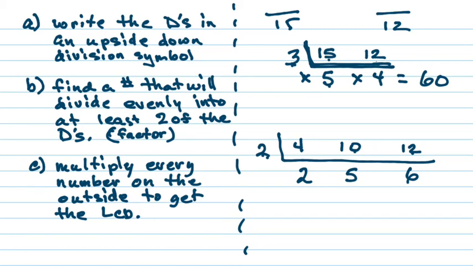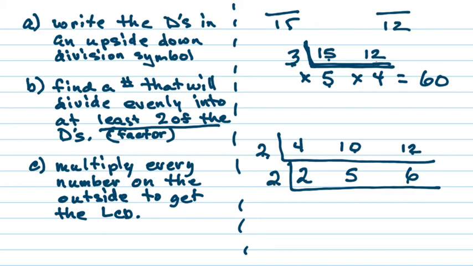Now I need to see if there's anything else that will divide into all of them. Well, 2, 5, and 6, there's nothing that will divide evenly into all of them. But remember, we can divide as long as something divides evenly into at least 2 of them. So 2 and 6 would still divide, won't they? So we're going to draw another division symbol and divide out the common factor of 2. And now watch what happens.